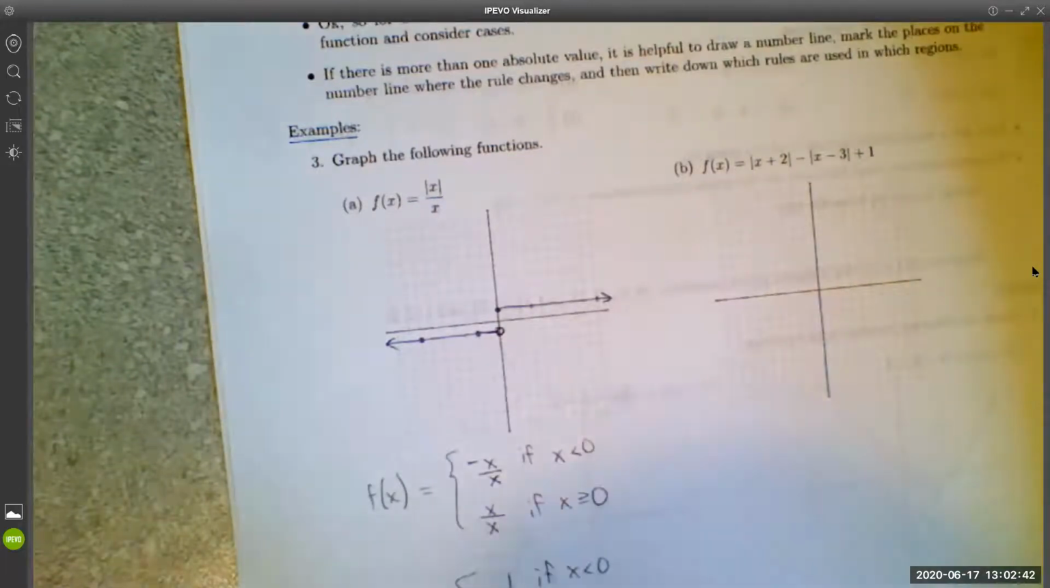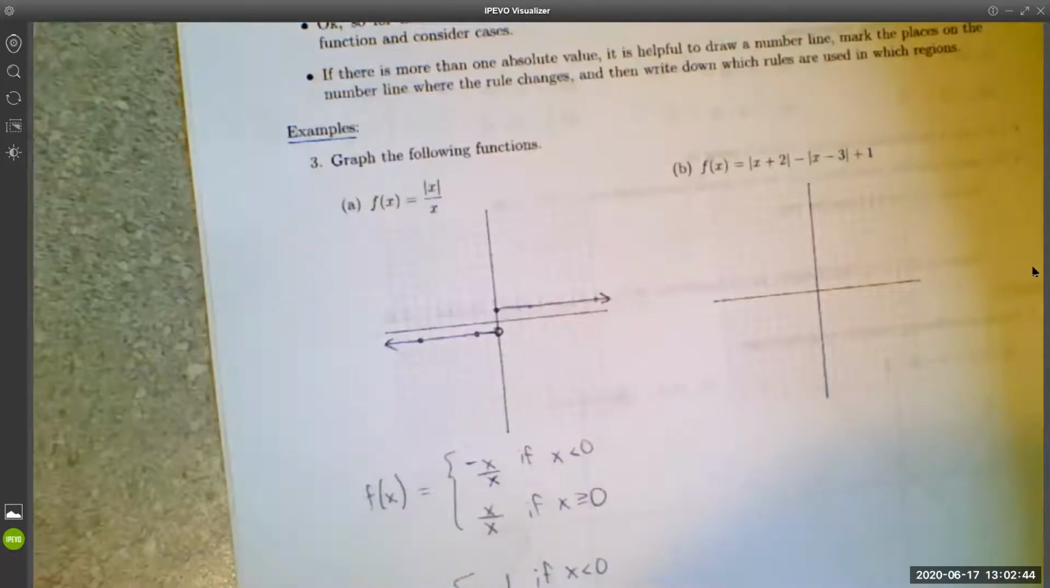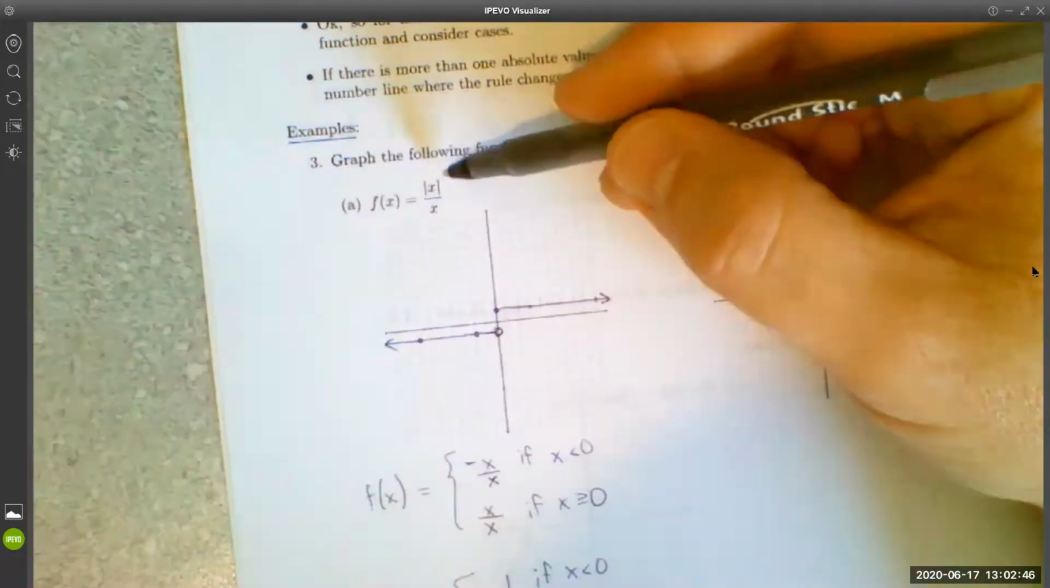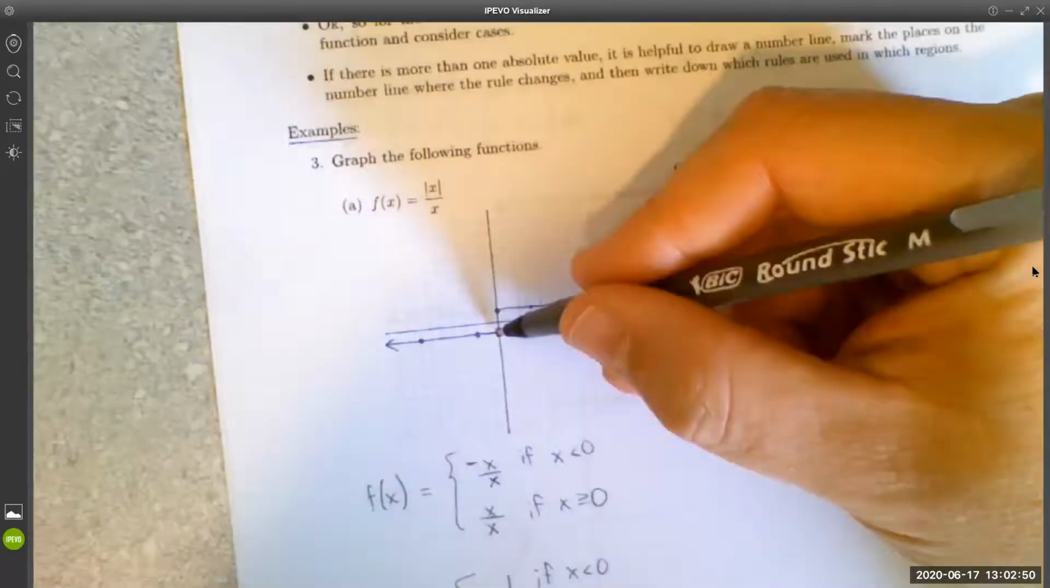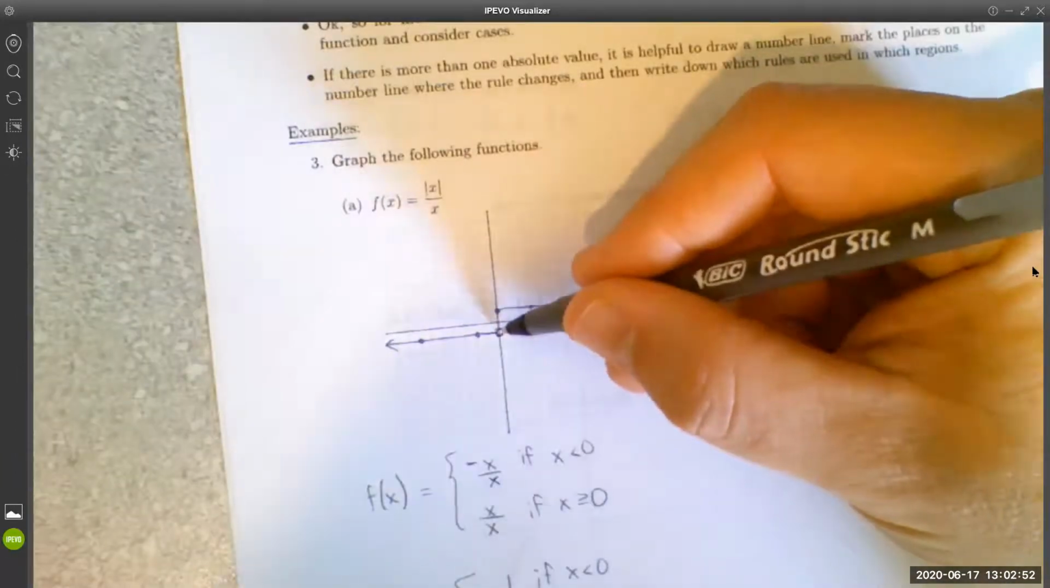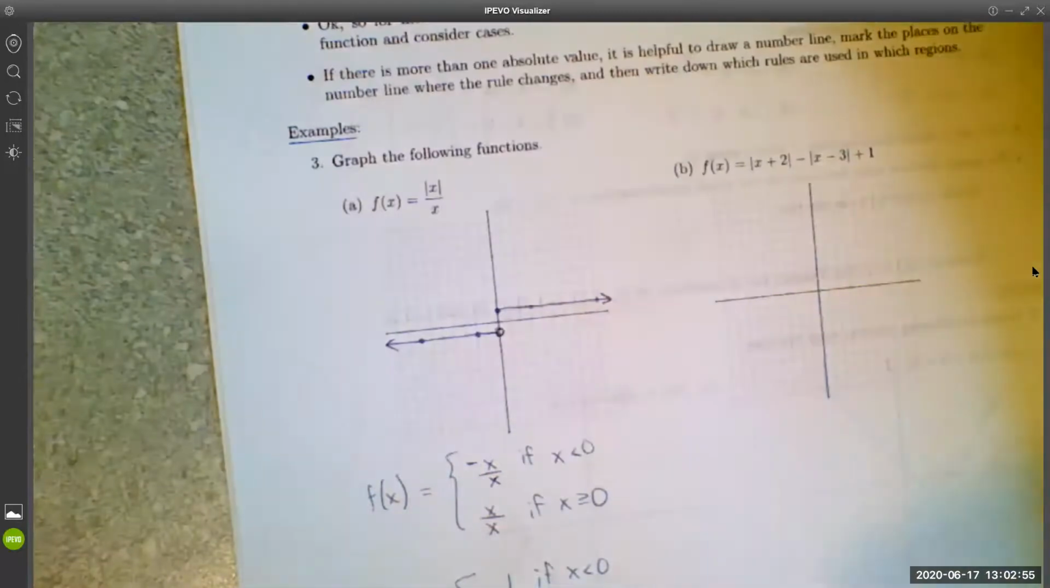Okay. You're welcome to verify this in Desmos. You can open up Desmos and type in absolute value of x divided by x, and this is the picture you're going to get. Desmos doesn't really show the holes in graphs, so it's not going to show an open circle there. But otherwise, it will look exactly like this.